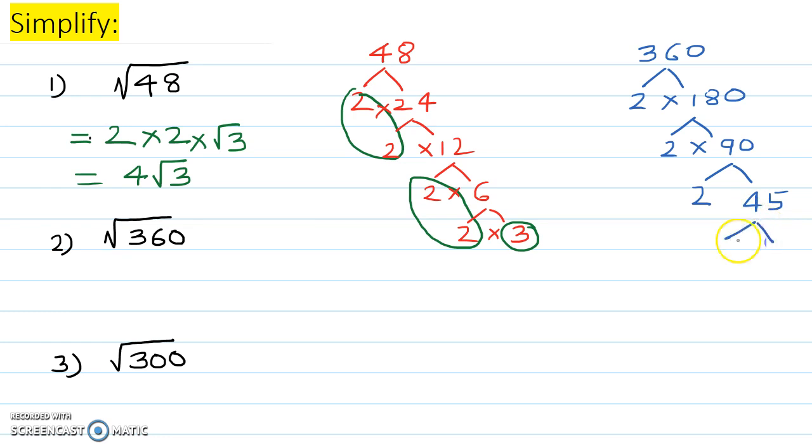45 doesn't come in the 2 times table, so we are going for 3. So 3 times 15 is 45, and 15 you can write down as 3 times 5. Okay, so these are our prime numbers. Let's highlight them. This is a prime number, this is a prime number. 2, 2, 3, 3 and 5, and this is called the prime factors method.